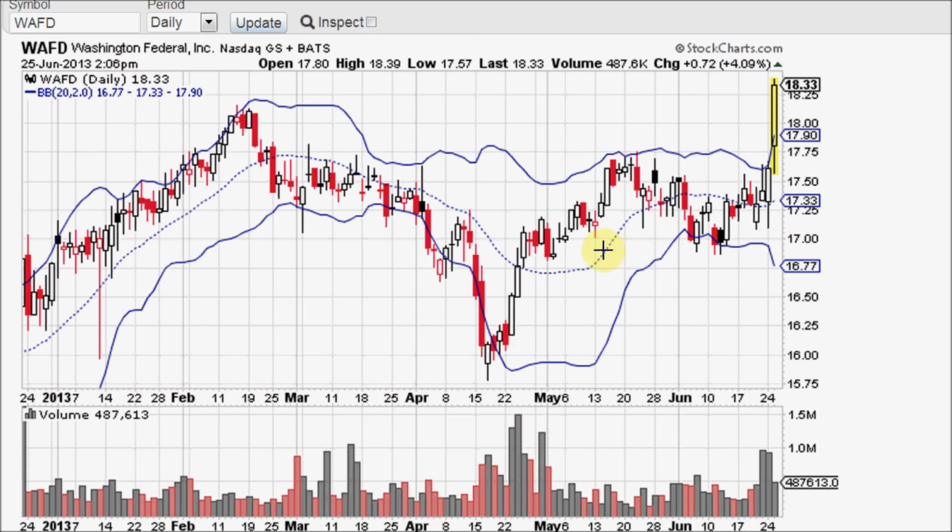Let's take a look at the daily chart for WAFD. Now, because the middle Bollinger Band, the dotted line here, is the 20 simple moving average, it will show the trend, which is up at this point. The candlesticks are all closing above the middle Bollinger Band. Right here, it starts turning down, showing the trend is going down, and the candlesticks are having a hard time getting above the middle Bollinger Band.